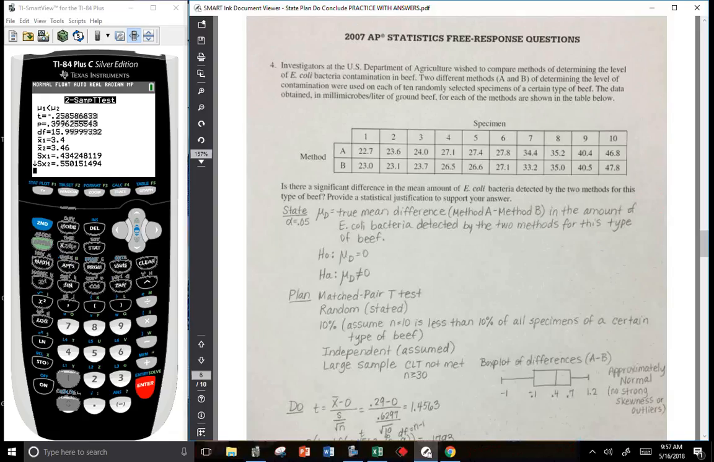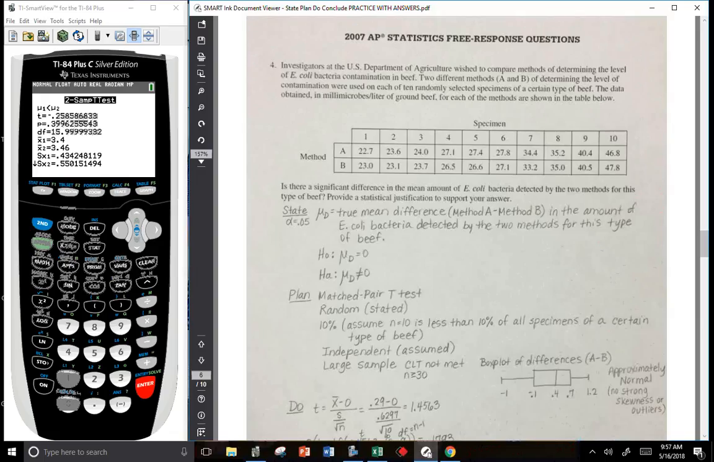Okay, so on a test like this, you're timed, and you don't want to sit there and take the time to go, what's 22.7 minus 23.0? What's 23.6 minus 23.1? We don't have time for all that. Watch what I'm going to do. I go up to L3, and I tell it to do it for me. I want you, calculator, to take L1, and I want you to subtract L2. Do you follow what I just did? Press enter. It fills in the difference for you.